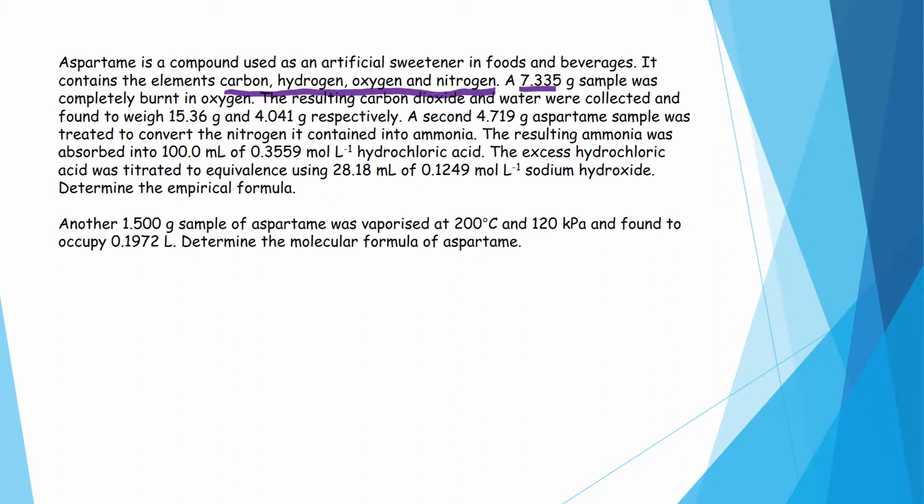Now, a second size sample. Please note that the second size sample is different from the first. This means we're going to have to find the percentage by mass of each element within the compound. So the second sample of aspartame was treated to convert the nitrogen to ammonia, and the resulting ammonia was absorbed in 100 ml of 0.3559 molar hydrochloric acid. The excess hydrochloric acid was titrated to equivalence point using 28.18 ml. So this here is using a back titration in order to calculate it.